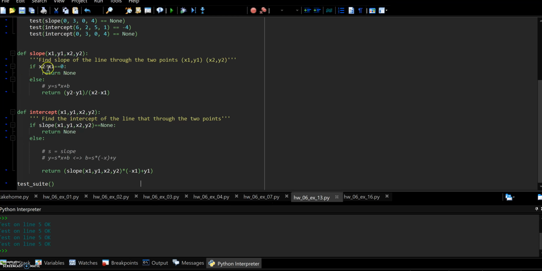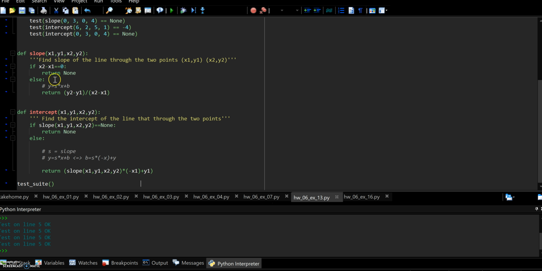So here, if the value of x2 equals the value of x1, this function will return none, because when that condition happens, the line that goes through the 2 points is literally a vertical line in the xy axis, so it does not have a slope, or in other words, the slope of the line goes to infinity or does not exist.